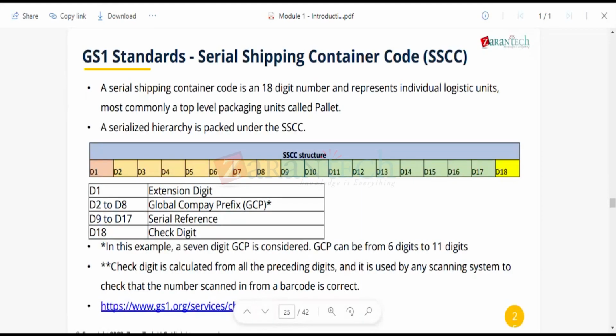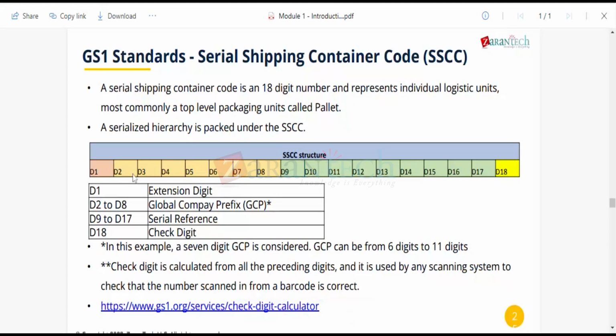The third element is the serialized shipping container code, or serial shipping container code, SSCC. In the hierarchy, the top level box is known as a pallet, and that is nothing but your SSCC. That pallet has 18 digits, and the structure of these 18 digits is like this.